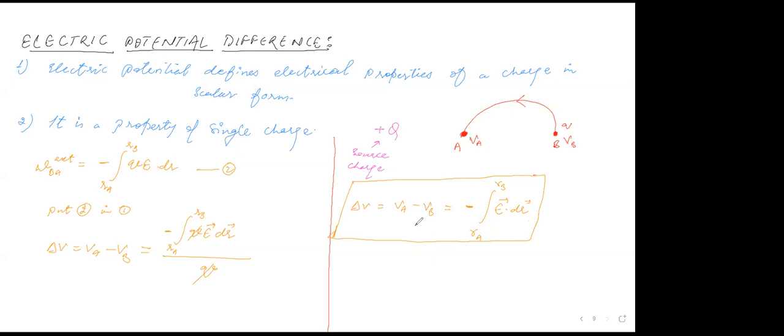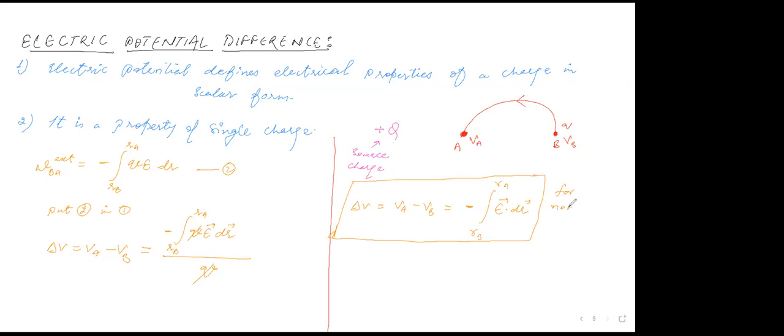This is your value of electric potential difference, RB to RA. Sorry, there is a mistake. This is your RB to RA because we have taken B to A. This is your equation for non-uniform field.